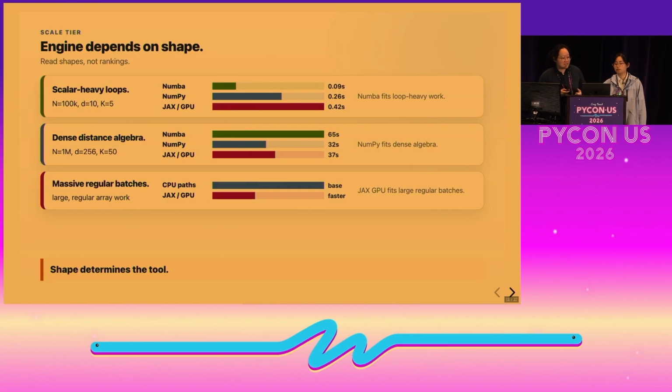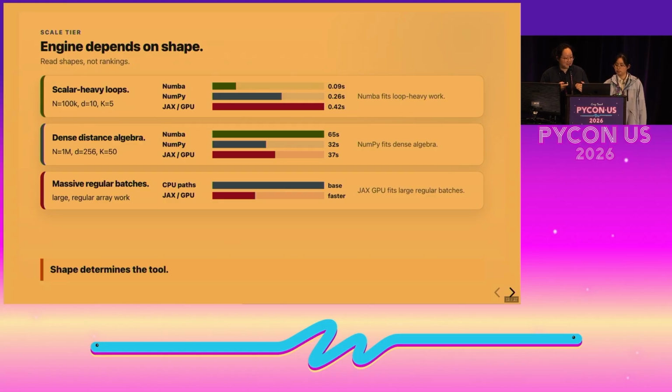So which engine is the best choice? It depends on your bottleneck shape. In the first row, K and D are small. The work is scalar loop heavy. Many simple point-to-centroid comparisons. Here, Numba is the natural fit because we can keep the algorithm close to the explicit loops, remove Python interpreter overhead, and avoid building a large dense distance matrix.